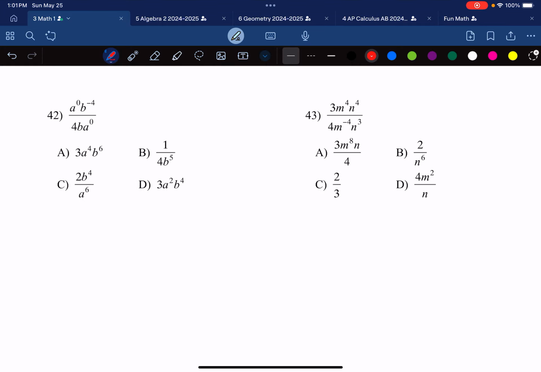For number 42, now I have division. So division means that I'm going to be subtracting powers. Let's do the easiest thing first, though. Anything to the power of 0 is 1. So this a to the power of 0 is just 1, and 1 times b to the negative 4 is just b to the negative 4, which is the same way of doing this. I really just scratch that one out and ignore it.